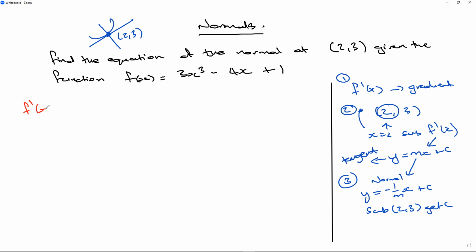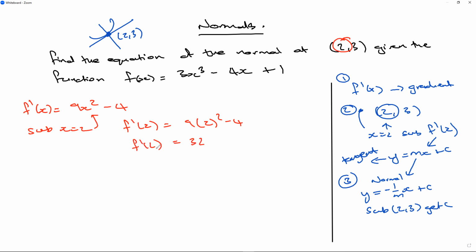So step 1, let's differentiate it. I get 9x² − 4. Step 2, I'm going to substitute x equals 2, straight from the question, into the derivative. That becomes 9 times 2² − 4, which is 36 − 4, which is 32. And I've got this derivative now, which is quite a steep gradient.